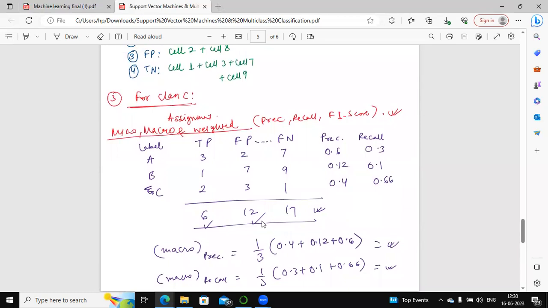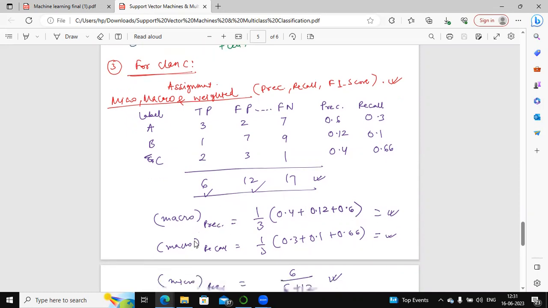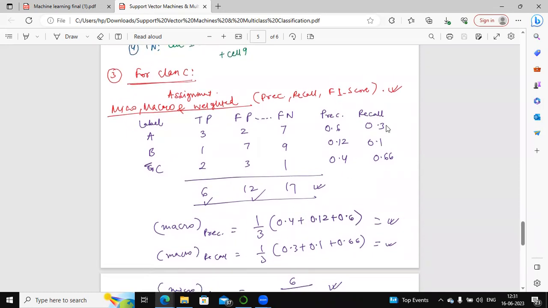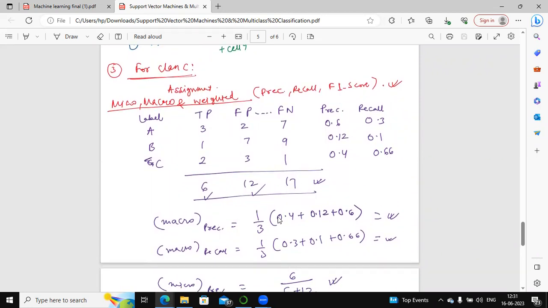So macro precision, when you want it, you have to add the true positives of A, B, C classes: 3 plus 1, 4, 4 plus 2, 6. Then false positives: 2 plus 7, 9, 9 plus 3, 12. False negatives: 7 plus 9, 16, 16 plus 1, 17. So you have to now calculate the macro precision. Macro precision is nothing but 1 by 3, since there are three classes, 1 by the total number of classes, 1 by 3 of the precisions 0.6, 0.12, 0.4. So that is your macro precision. And macro recall will be 1 by 3 of 0.3 plus 0.1 plus 0.6. So we have got our macro precision and macro recall.